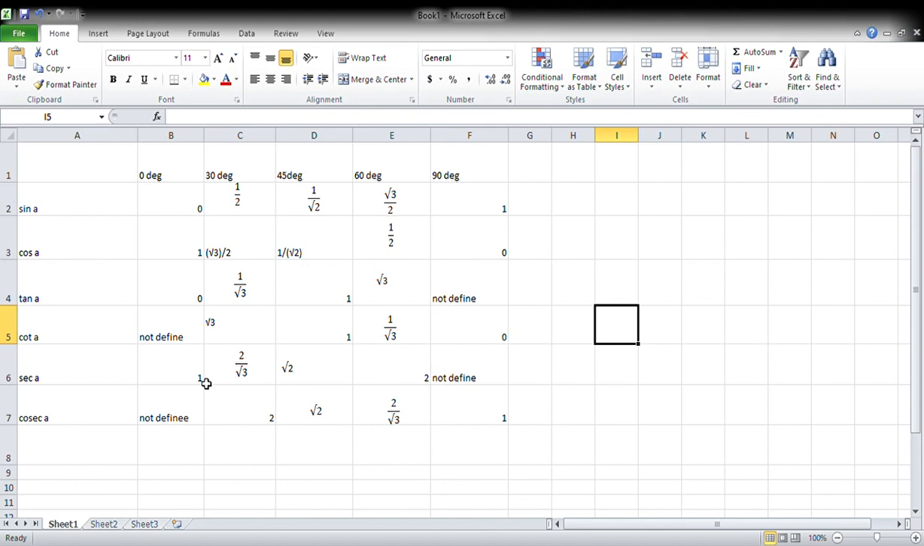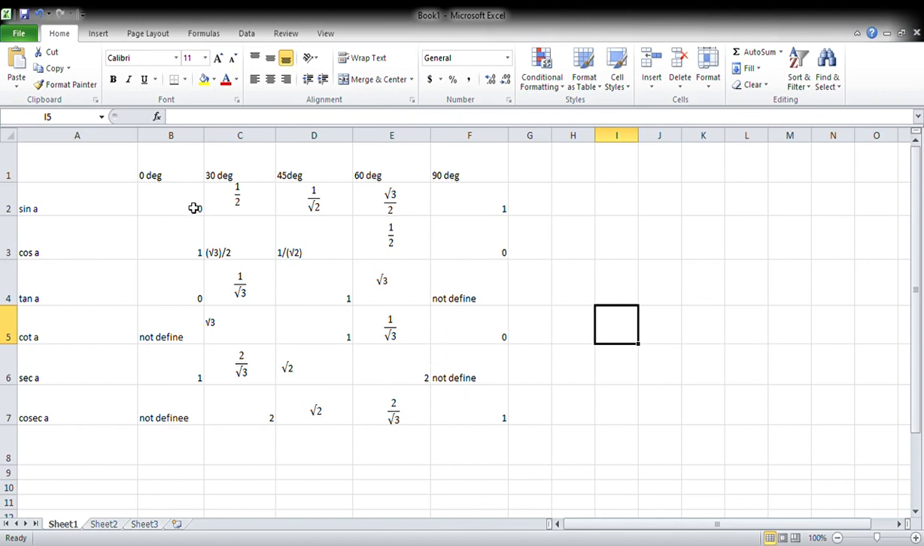Sec is the opposite of cos, right? Whatever value you calculate for cos, just take the opposite. 1 by 1 is 1. Cos root 3 by 2 gives 2 by root 3. 1 by root 2 gives root 2. 1 by 2 gives 2. Just take the opposite of the entire cos row and it will come to the sec value, right? And for 0, 1 by 0, sorry, not defined. Sec is the opposite of cos, right?